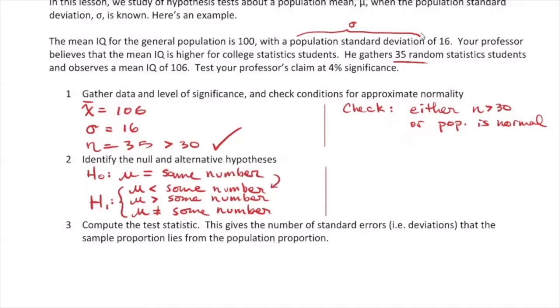Okay, so on this problem, you believe that the IQ is higher for college statistics students, higher than what? 100, okay, which is everybody else. So again, normally I start with the alternative, that mu is higher than 100, and that's for all statistics students. Okay, the null hypothesis, you just change this to an equal. So mu equals 100, has to be the same number.